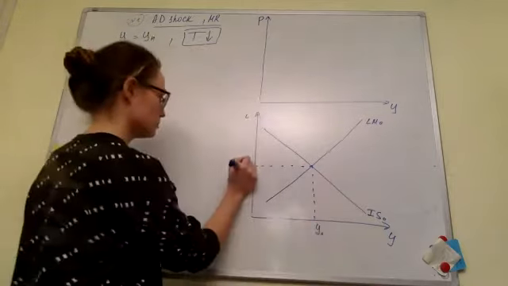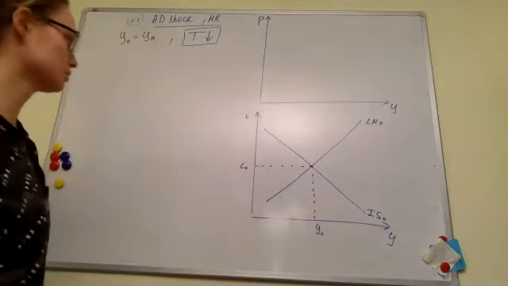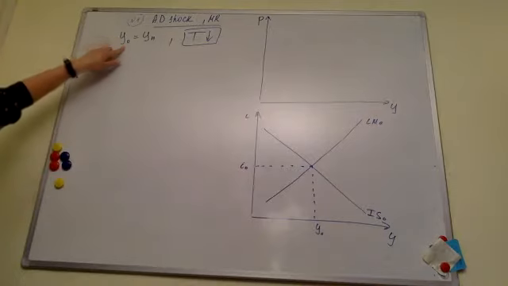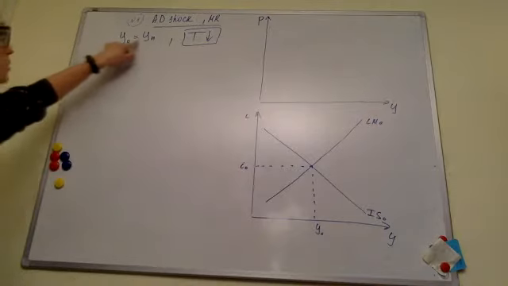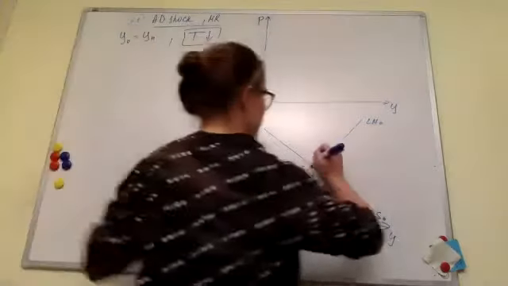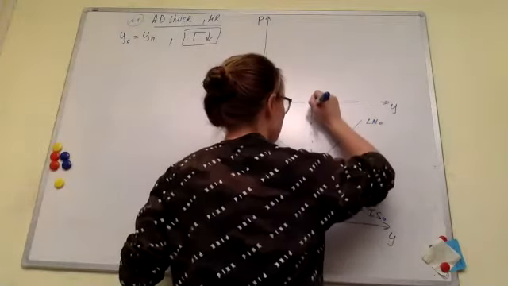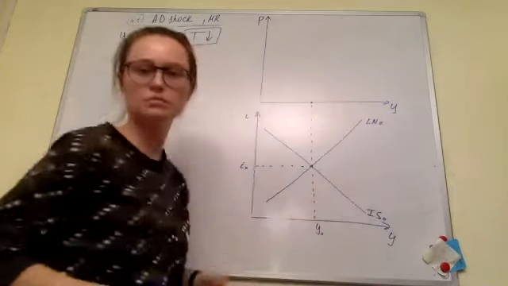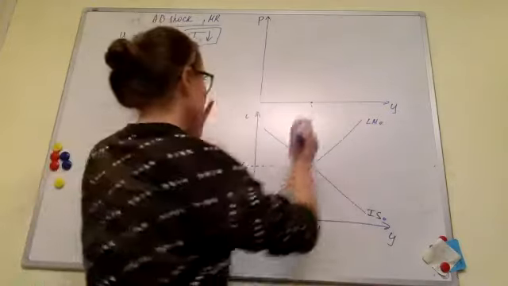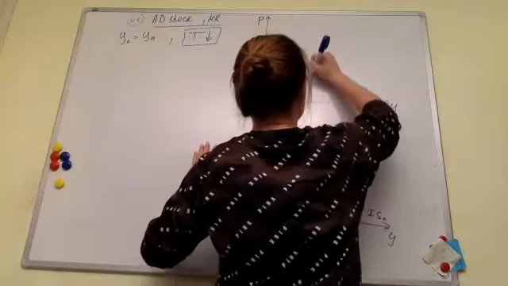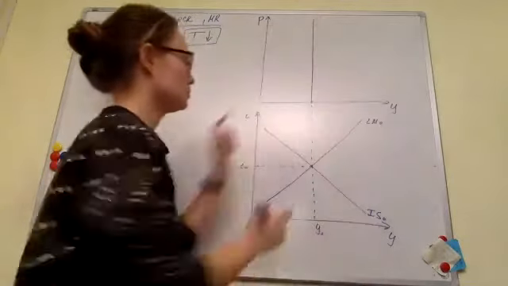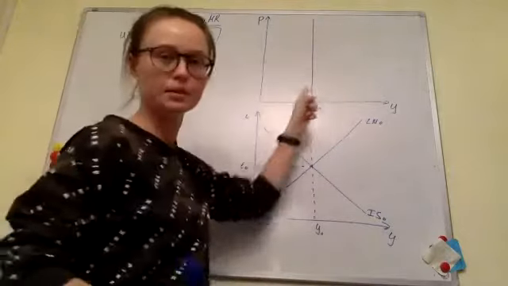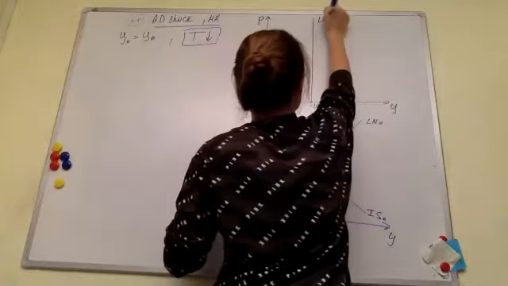Output and initial interest rate. Then we know that our initial level of output equals the natural level of output. So this is the level of output in the long run for each price level. So we know how to draw long run aggregate supply. It's a vertical line. So output will be constant in the long run for each price level.